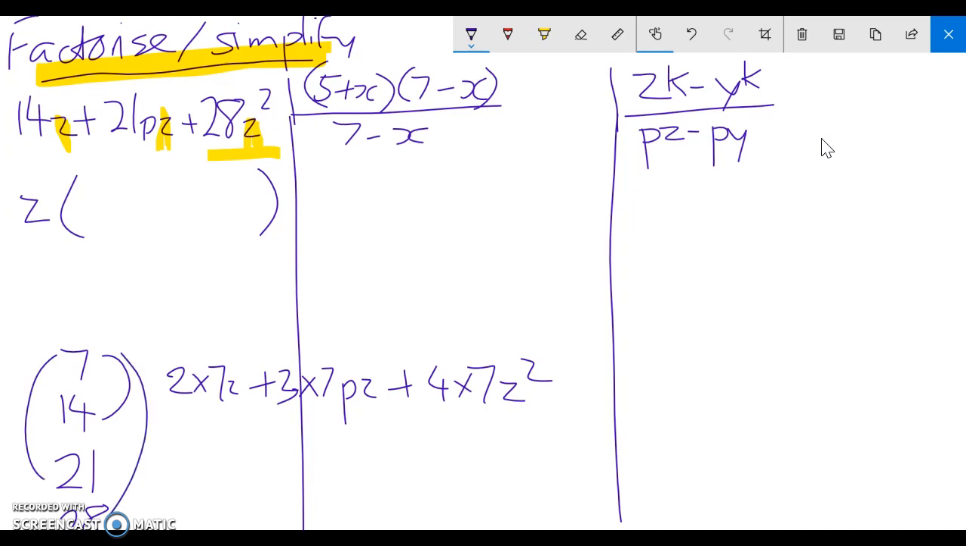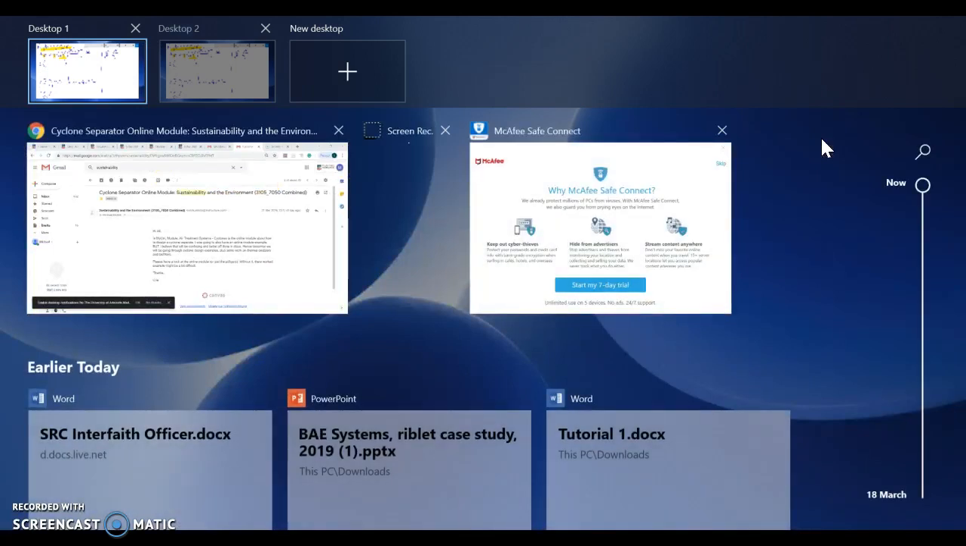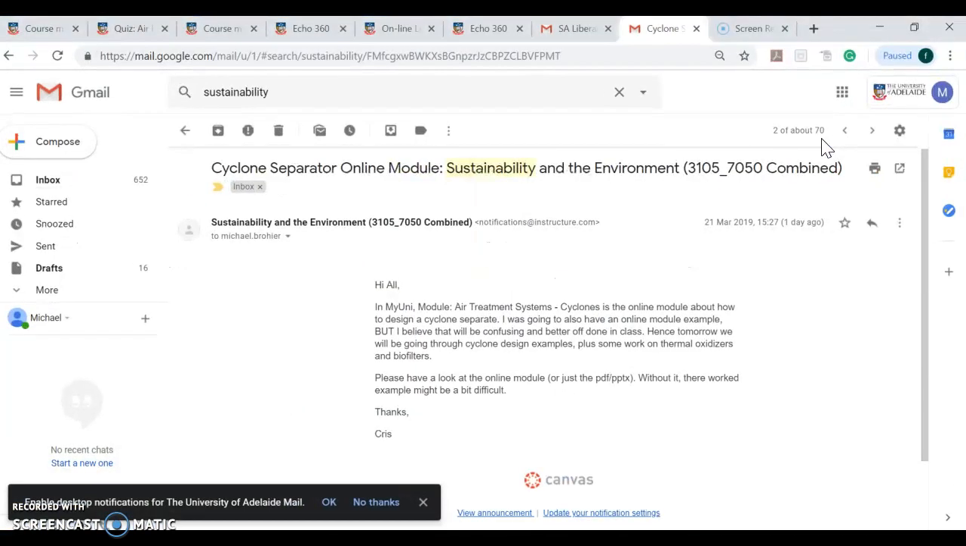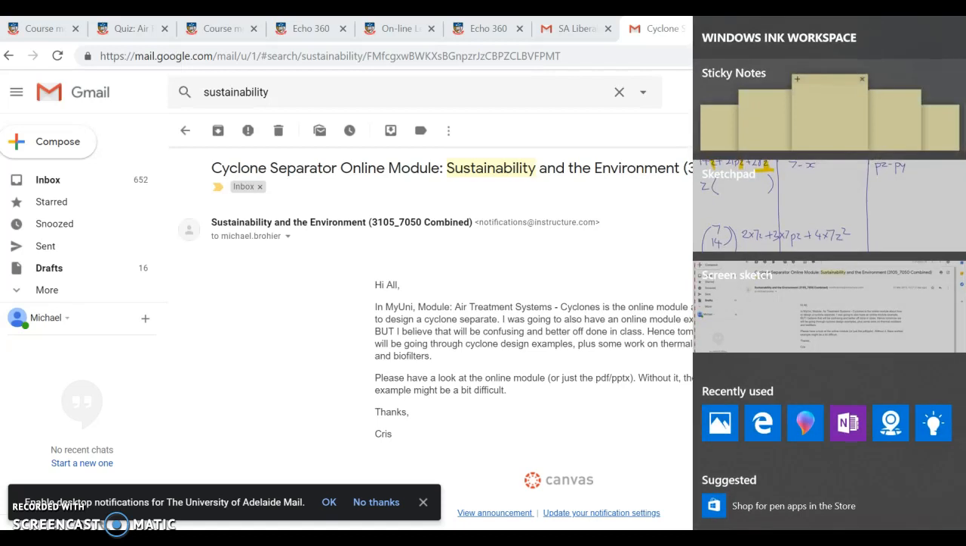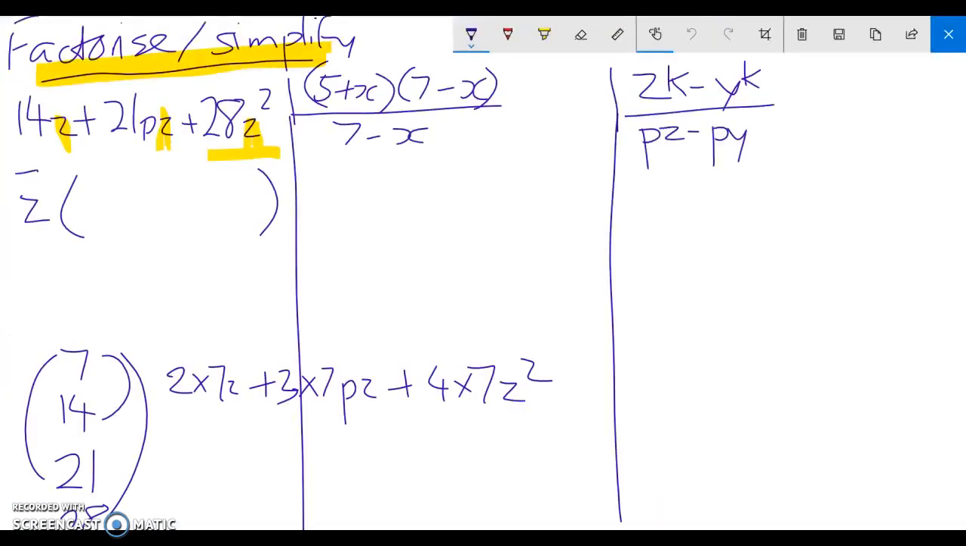So we can also take 7 out the front. And then we've got to think, what do we get left with once we take 7 out the front? So we get 7z. What do we get left with? Well, here, look down here. We'll get left with 2 here, 3 here, and 4 with 1z because you've got z squared.